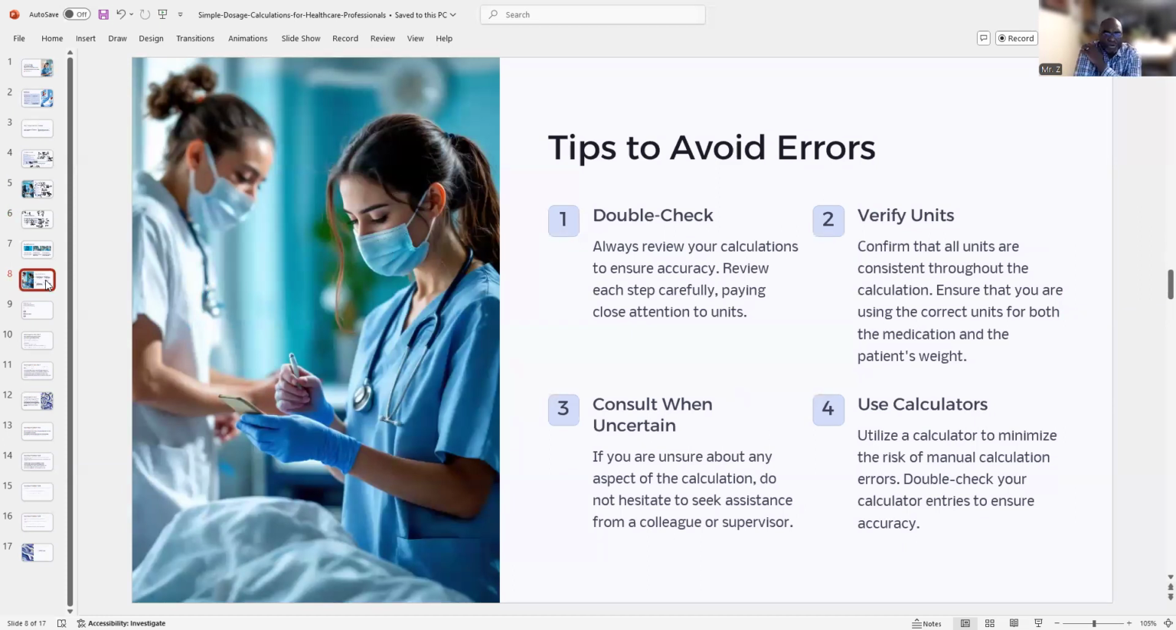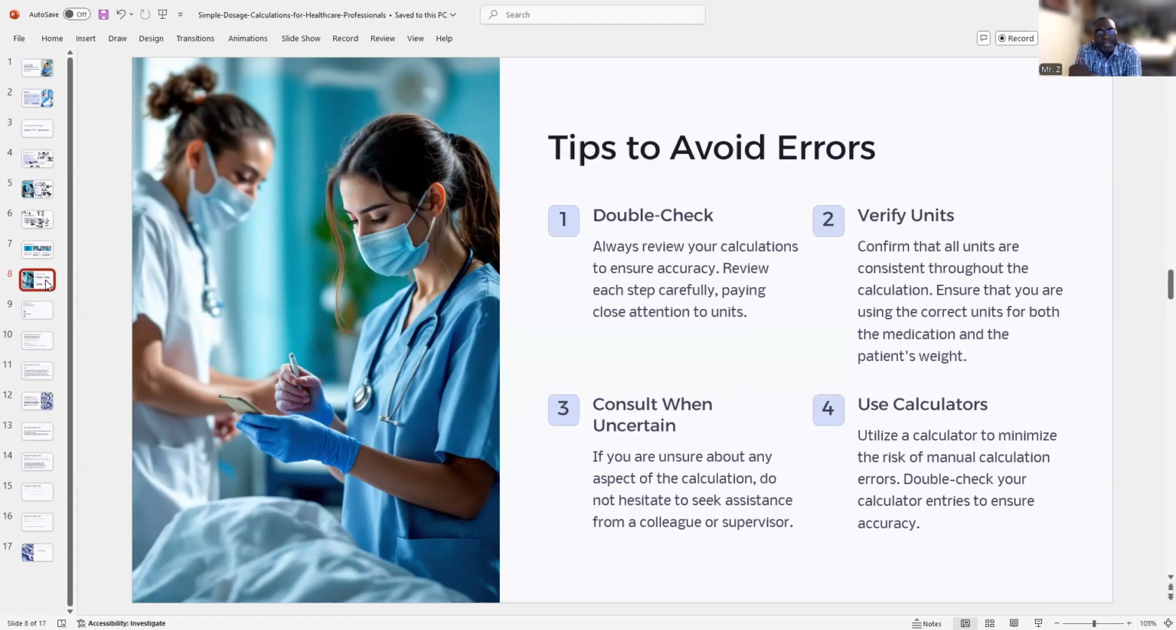How can you avoid some error, dear friend? Please double check. Always review your calculation. Those are the medications that you're going to give to real people. If the doctor prescribes 325 milligram, and you have only 650, my dear friend, you got to learn how to do that. All right? So don't forget that one.